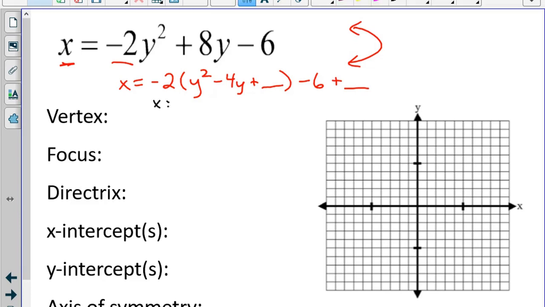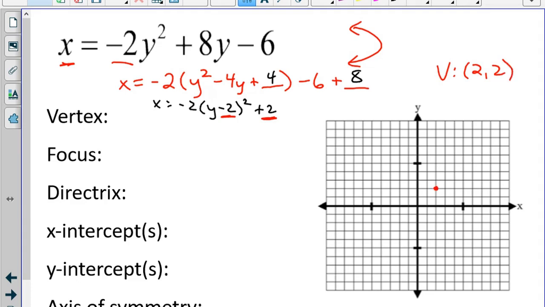So I have -2 times y minus 2 squared, and then -2 times 2 squared is -8. So I really added -8 to this problem. That means I have to add +8 to keep it balanced, since I'm adding and subtracting the same thing from the same side. So I end up with -2 times y minus 2 squared plus 2. That means my vertex in this problem is at 2 for x and 2 for y. So my vertex is at 2, comma 2.